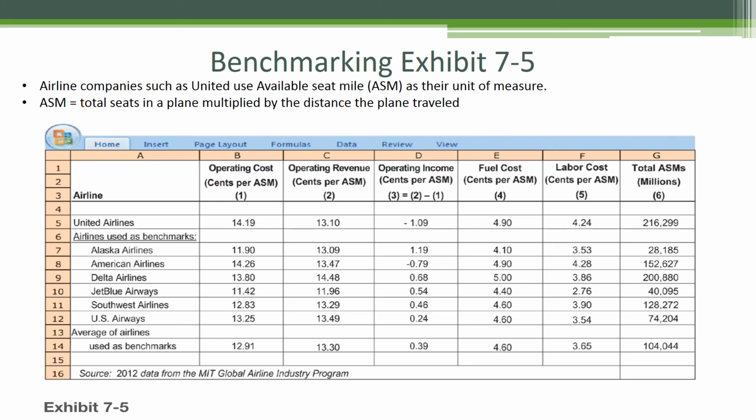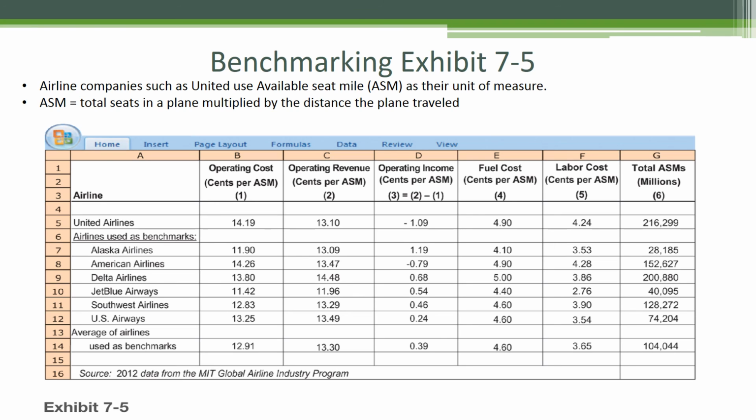This will enable them to have a much better idea as to where they stand with the top airlines in the industry. You can see that starting in column B, they have organized their data into operating cost, operating revenue, income, fuel cost, labor cost, and finally total ASMs. So how well did United manage its costs? The answer depends on which specific benchmark is being used for comparison.